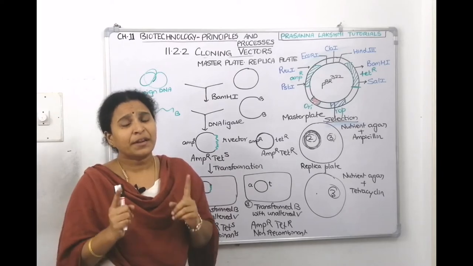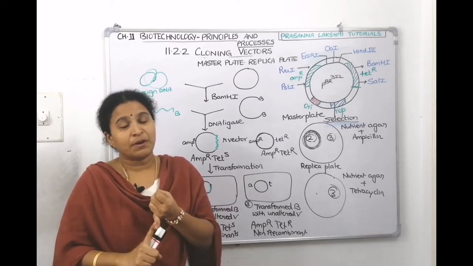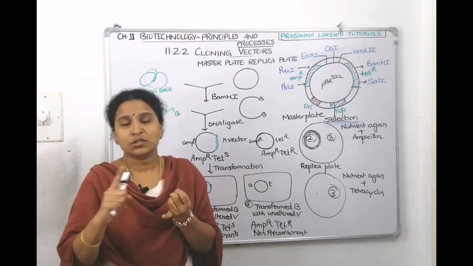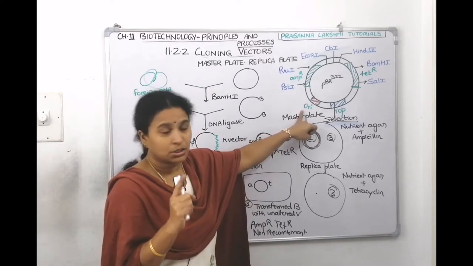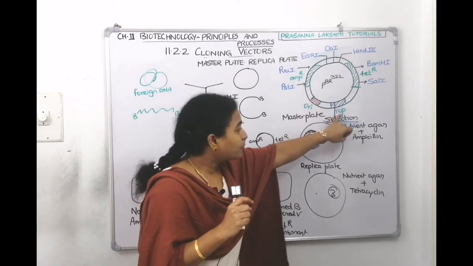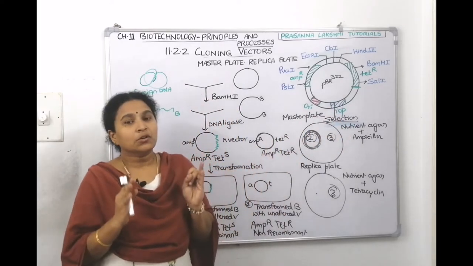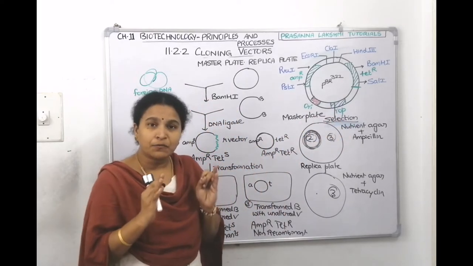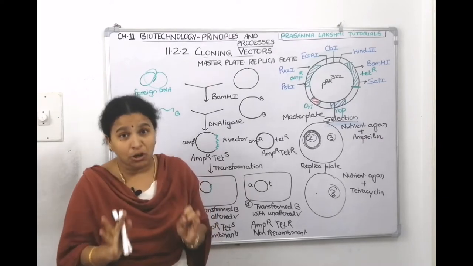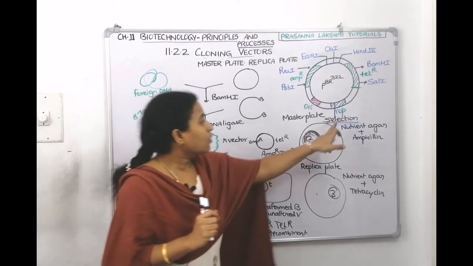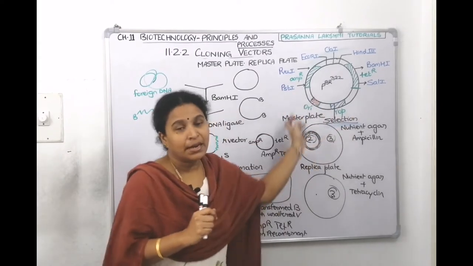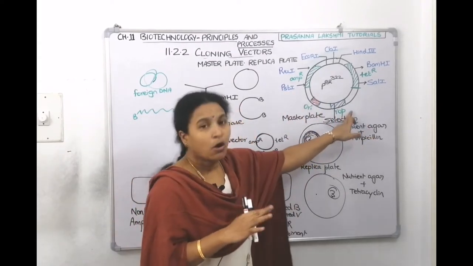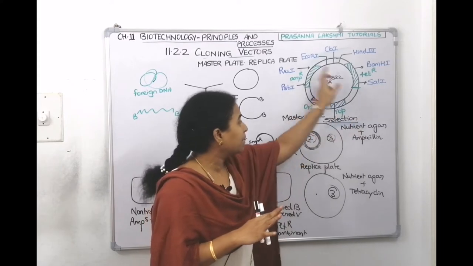What are the characters a vector should possess? It should have an origin of replication so that it can initiate its own replication. This is the ori site, which helps in replication. It should have the ROP gene. The ROP gene codes for the proteins which are required for plasmid replication. A plasmid is an autonomously replicating element. Because of this ROP gene, pBR can replicate on its own. It codes for all the proteins required for this replication.